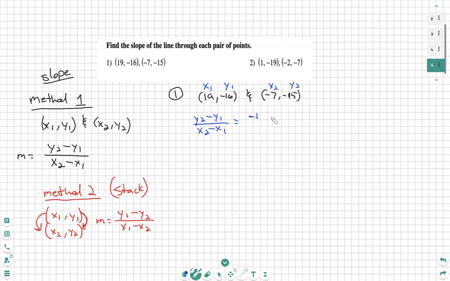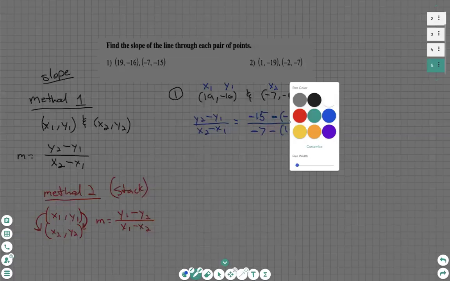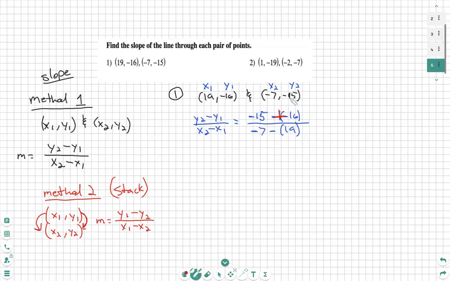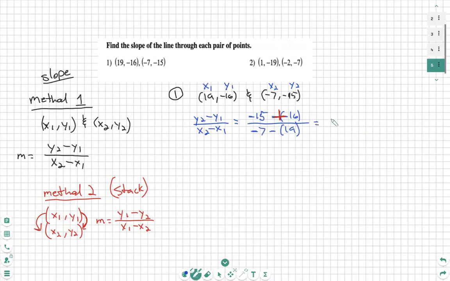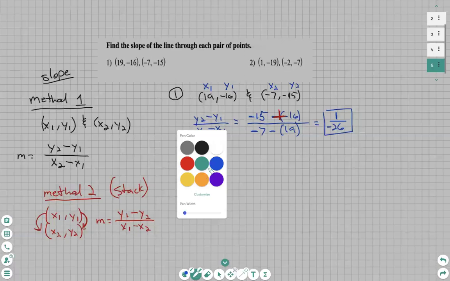That should be a 15. -15 minus, and then in parentheses, -16, all over -7 minus, in parentheses, 19. We can see 2 negatives that go together like that create a plus sign. And then we continue and we see the top will become 1, the bottom -26. And that is our slope for number 1.